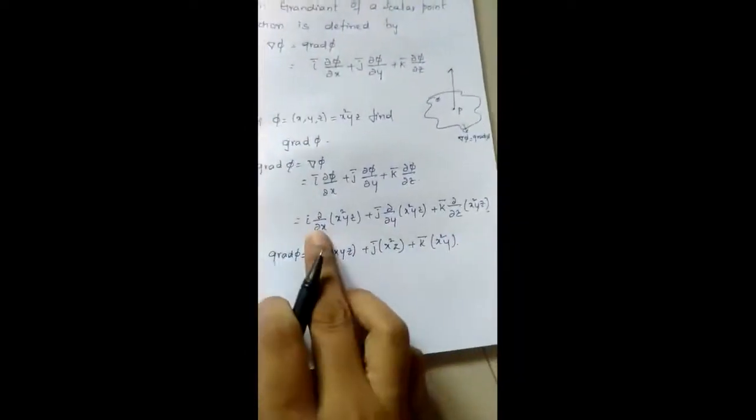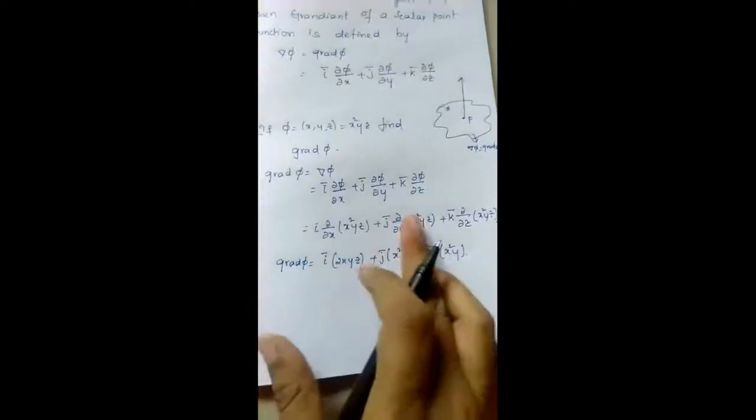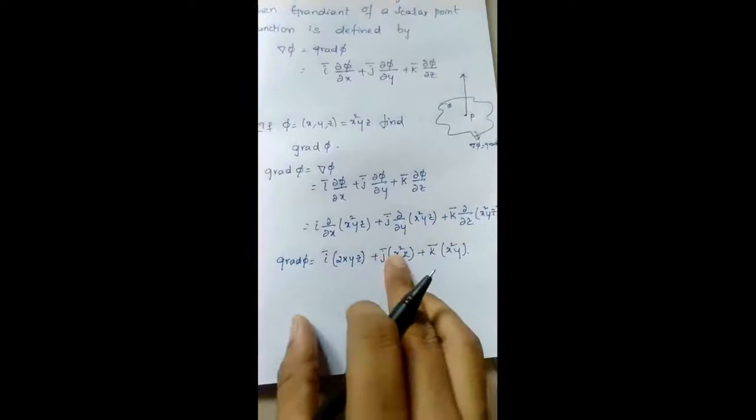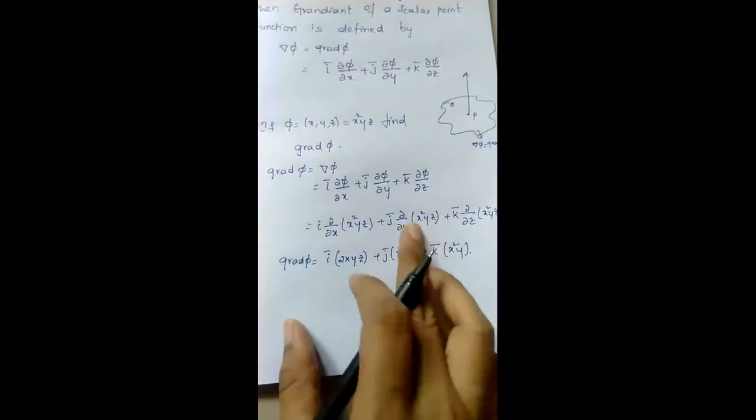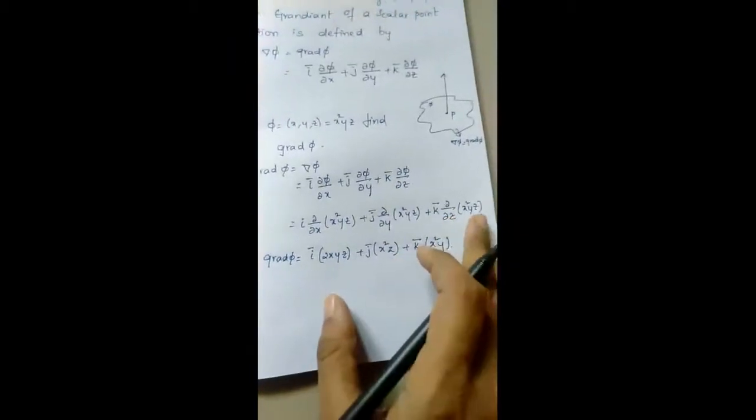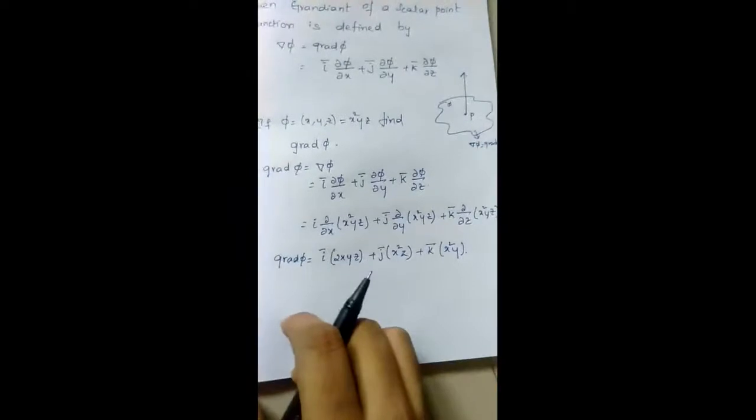Differentiating the first term with respect to x gives 2x. Next is j, with respect to y, so the other two terms will be constants, giving x square y. The last one is with respect to z, so x y z. Is this clear? Like this you are going to do the problem.